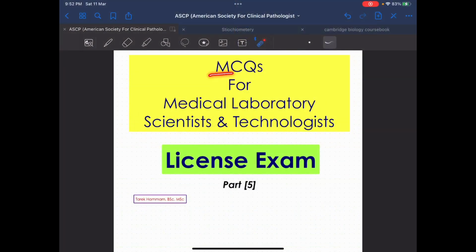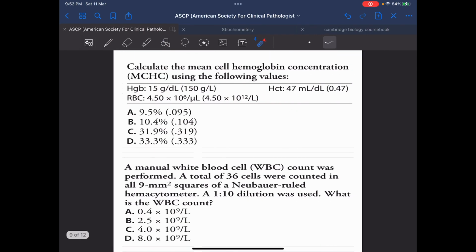We return back to MCQ for medical laboratory scientist and technologist for license exam part 5. First question, calculate the mean cell hemoglobin concentration, MCHC, using the following values. Hemoglobin is 15 gram per deciliter, hematocrit 47 milliliter per deciliter, RBC count 4.5 by 10 to the power 6 per microliter.